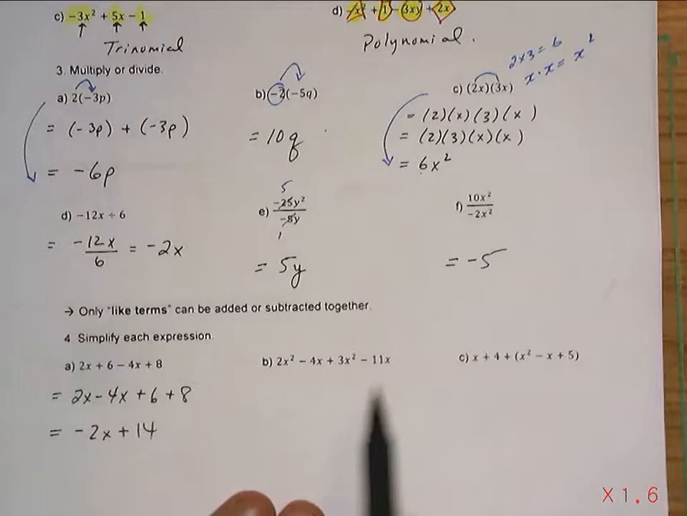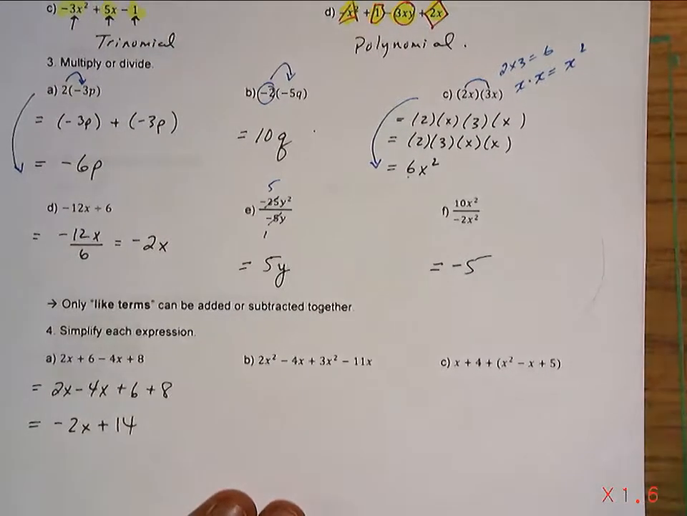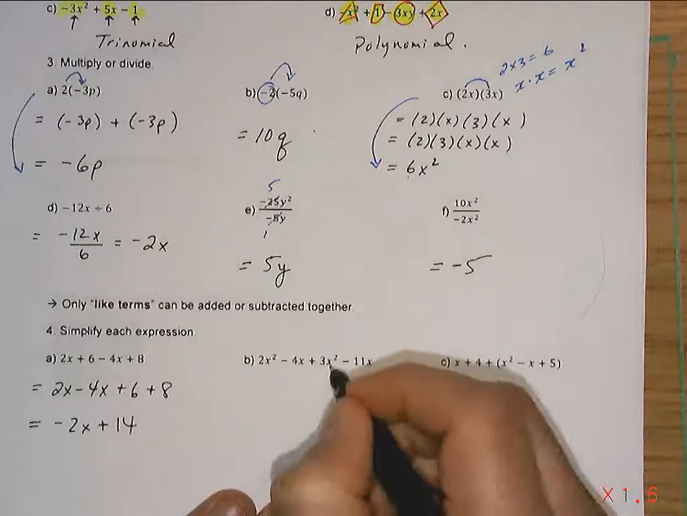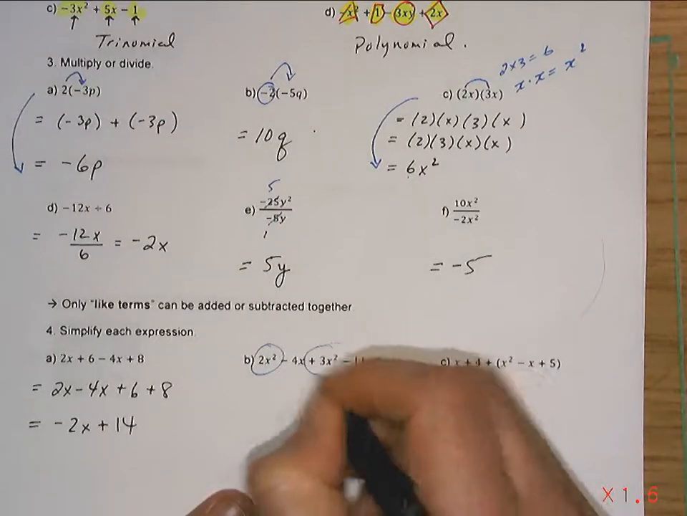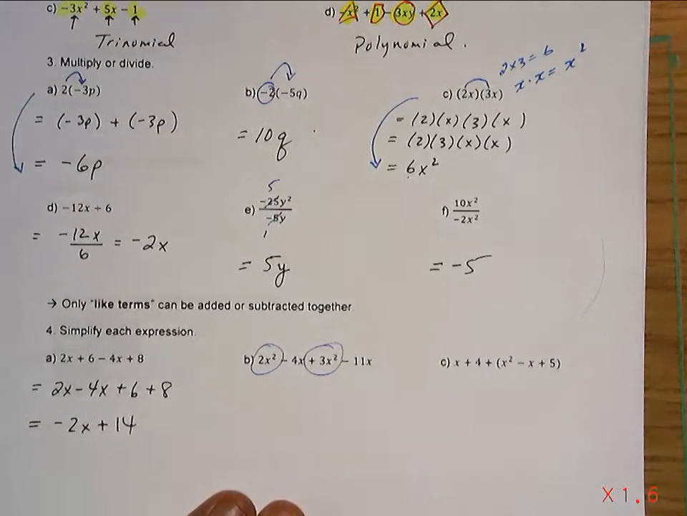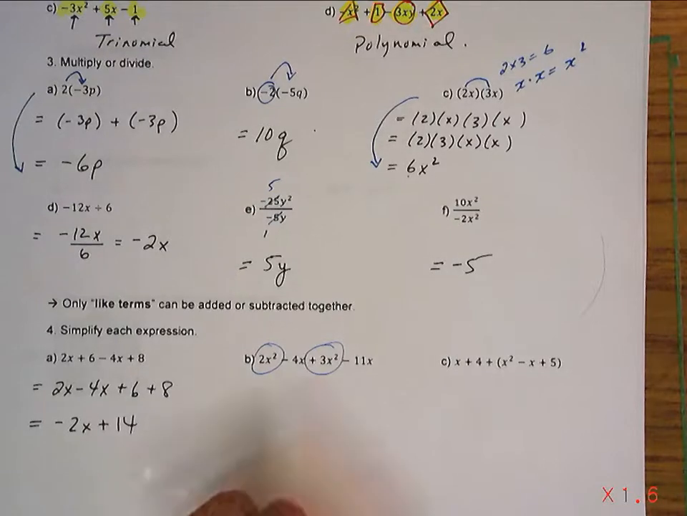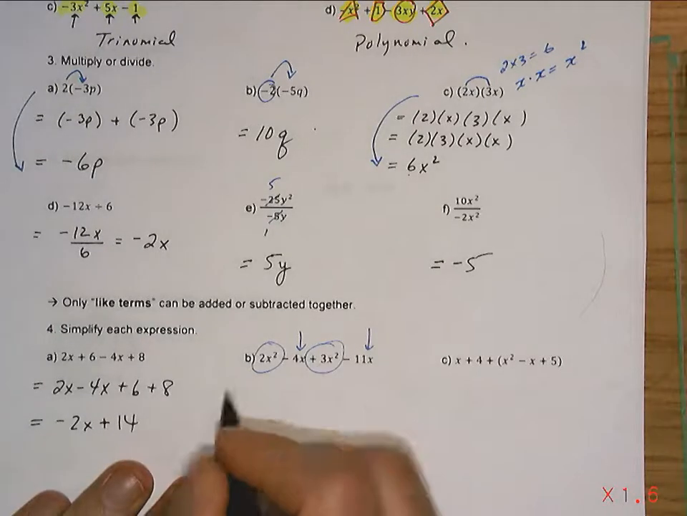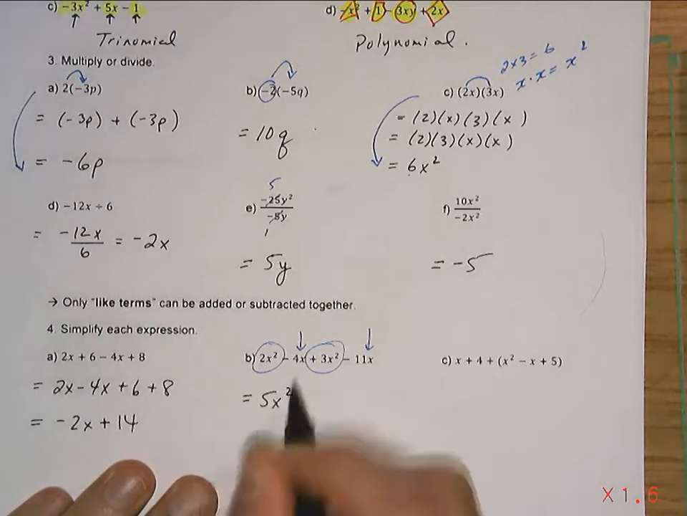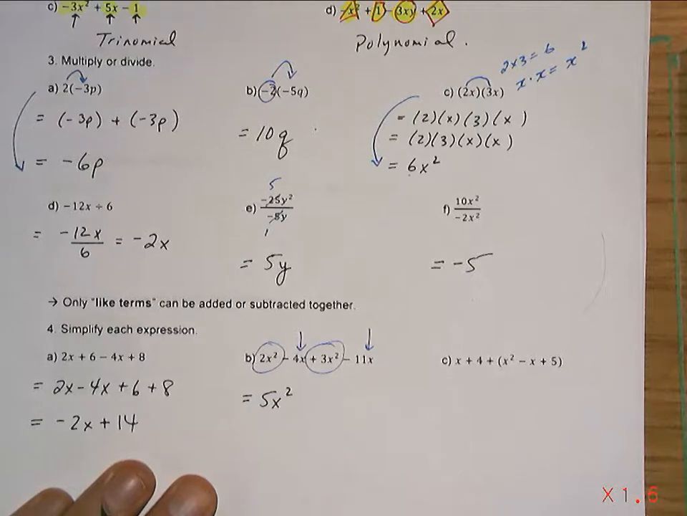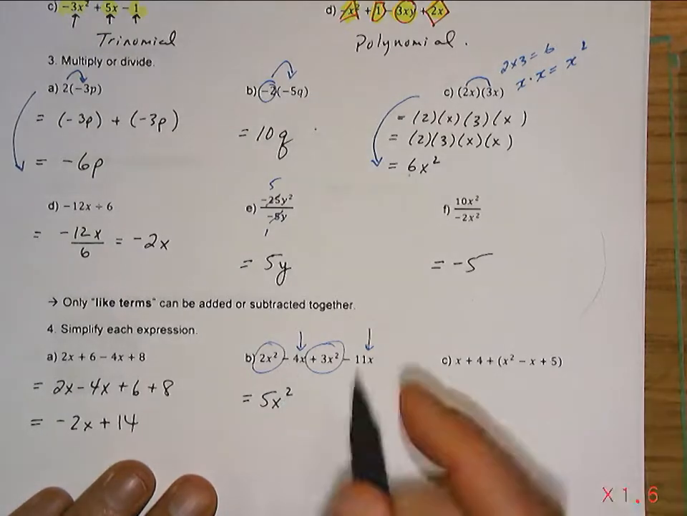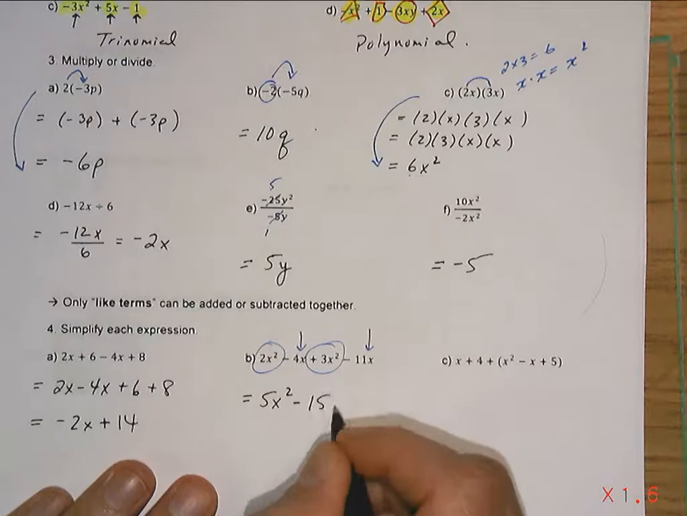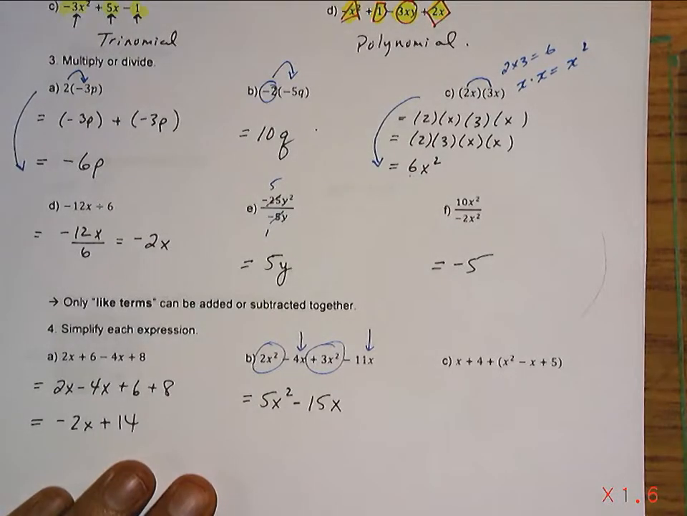Let's take a look at this one. So first of all, first step is to figure out what like terms are. Well, x squareds and x squareds are like terms. X squareds and x's are not like terms. They are not the same. The x and these x's are like terms. So 2x squared plus 3x squared gives you a total of 5x squareds. I've got 2x squareds here. I'm going to add 3 more x squareds. I've got negative 4x's. And then I have negative 11x's. So negative and a negative, they're going to go together to give me more negatives. And I'm going to have a total of negative 15x's. And that's my final answer.